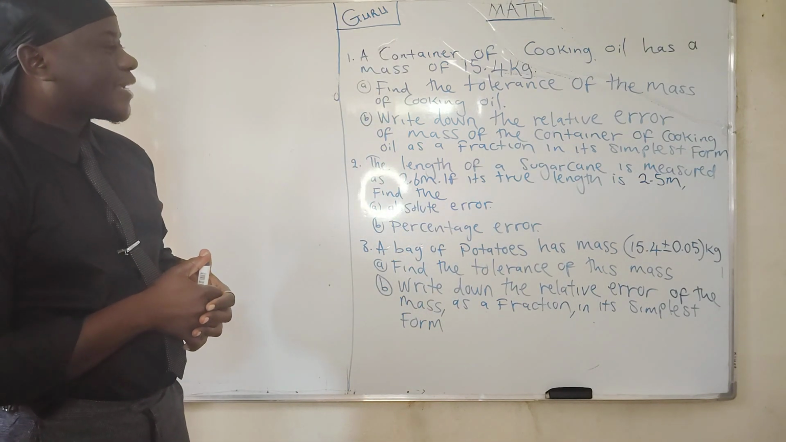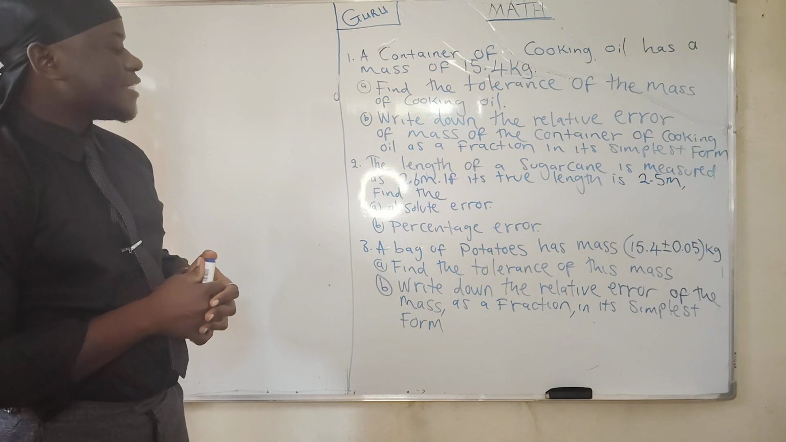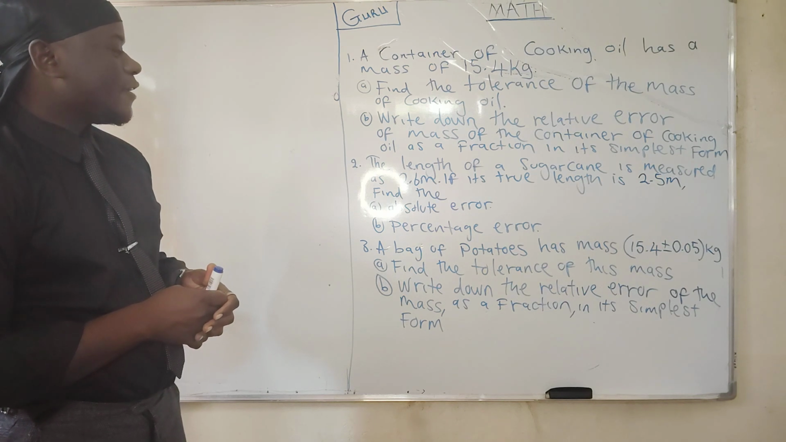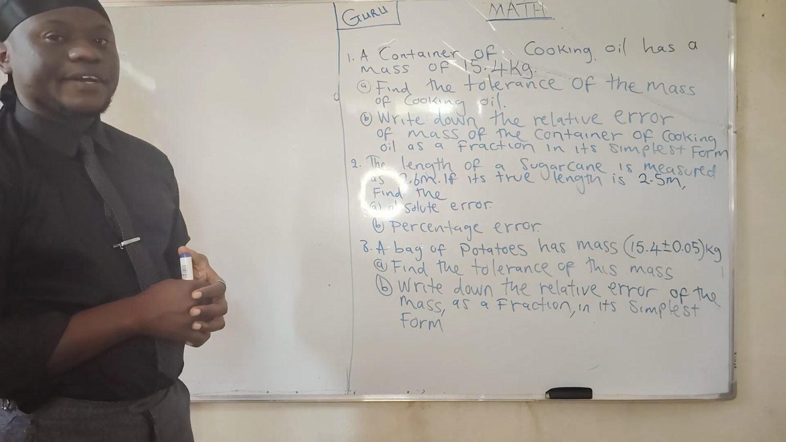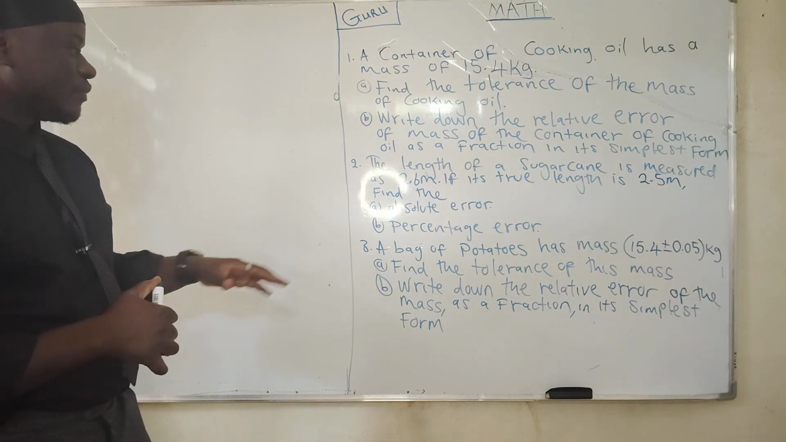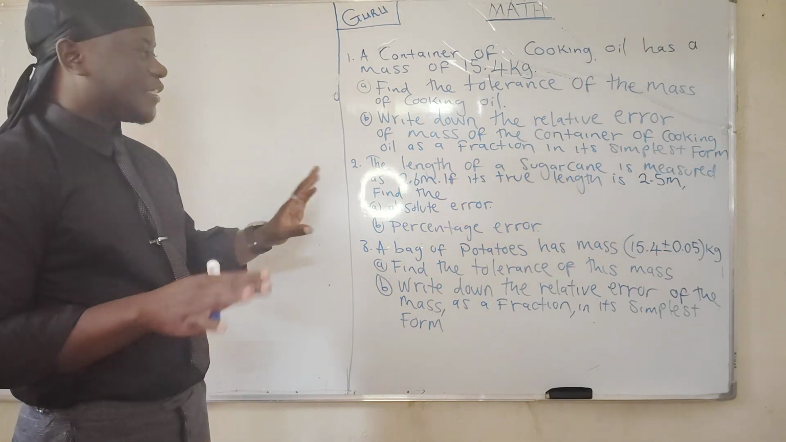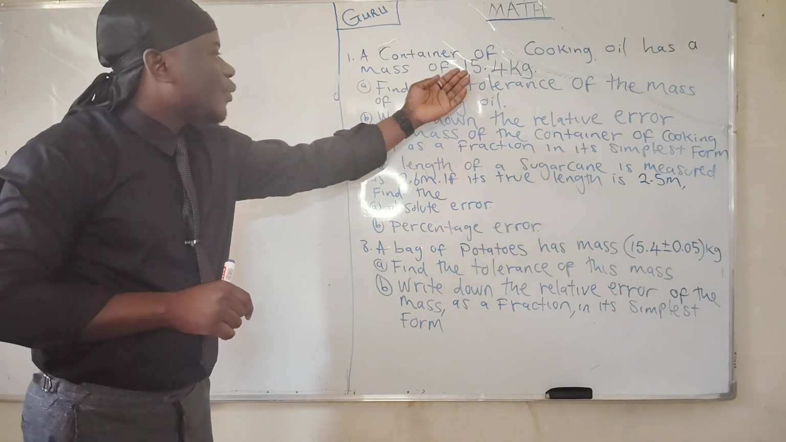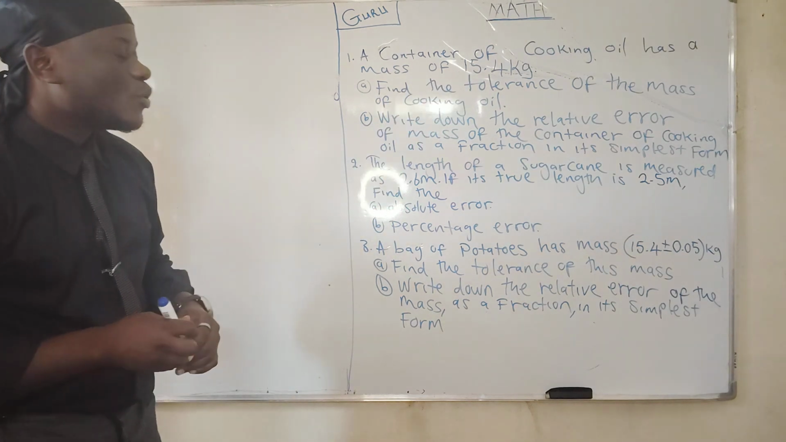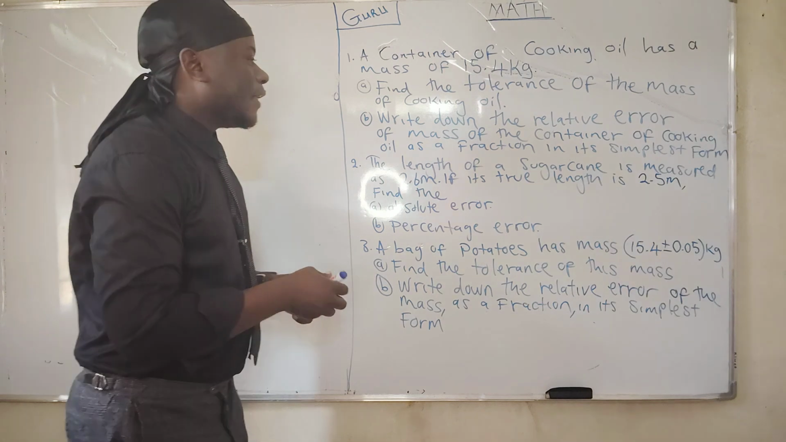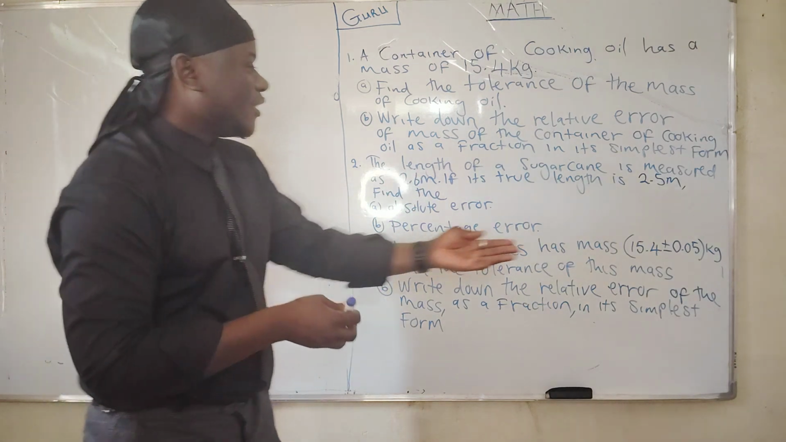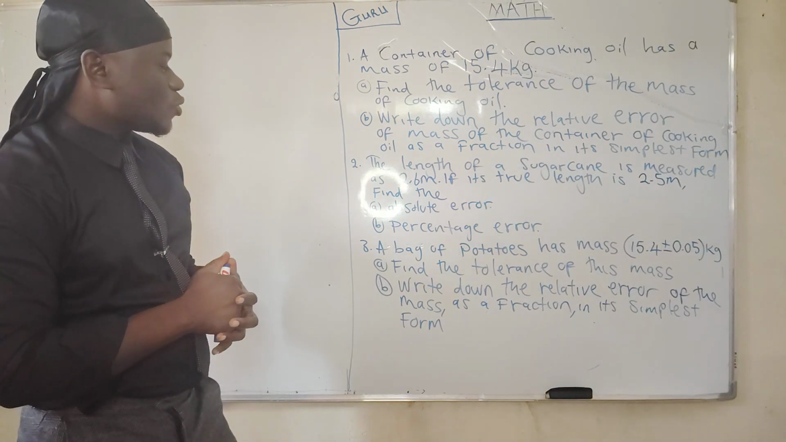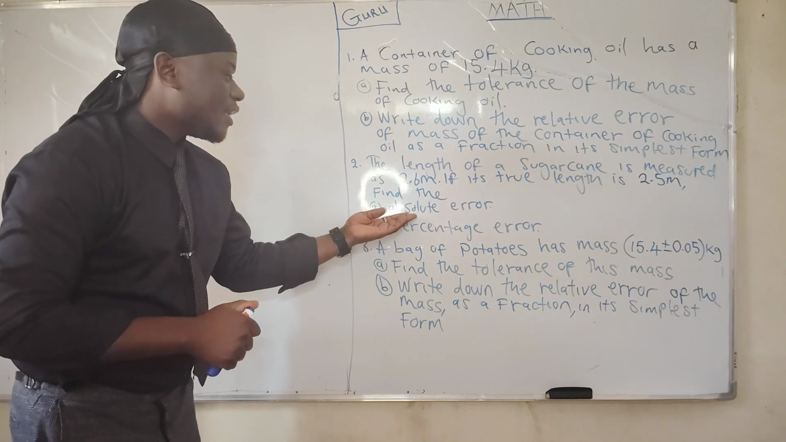The length of a sugar cane is measured as 2.6. If its true length is 2.5 meters, find the absolute error. Same topic, same question, but now there is just a minor difference. Here we had one number. Now check on this question, we have two numbers: the one which was measured and the true measure. So if you have two numbers, you see what you're supposed to do. And here the question is saying find absolute error.